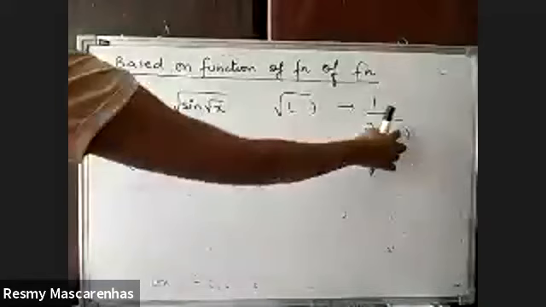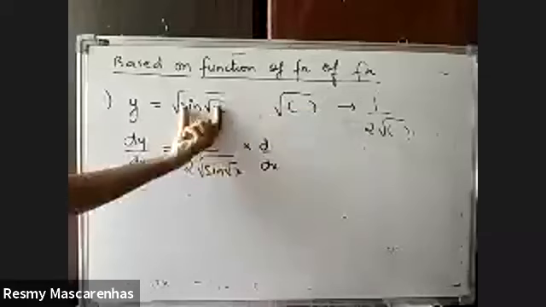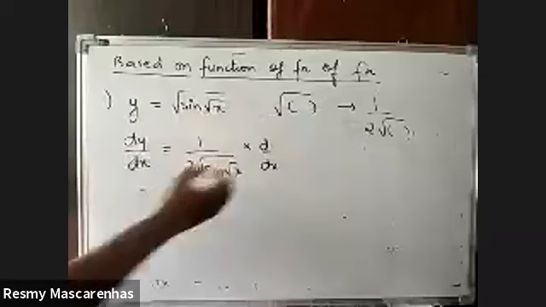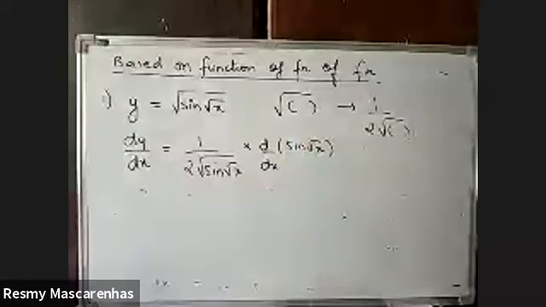The derivative of root of something will be 1 upon 2 root of that something, into the extra derivative of whatever was inside this bracket. So what was inside the bracket is nothing but sine of root x. Okay, if you're not understanding, then please ask. Root of some bracket, you consider that whole thing, sine root x, as x only, like a big x.